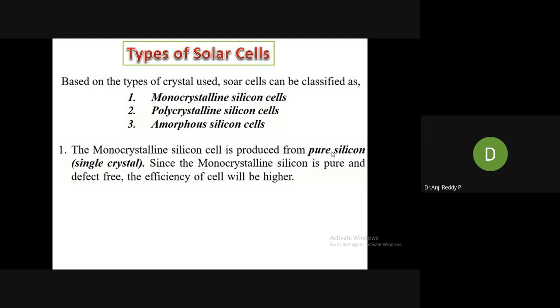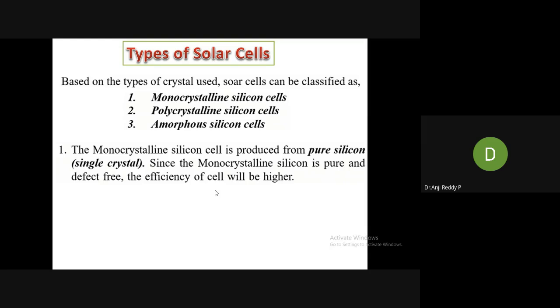In that pure silicon single crystal, we are converting it into monocrystalline silicon. How are we converting it? Half of the part we dope with n-type, and half of the part we dope with p-type. Then a p-type layer and an n-type layer will form, and in between we have the depletion region. Since the monocrystalline silicon is pure and defect free, the efficiency of the cell will automatically be higher.